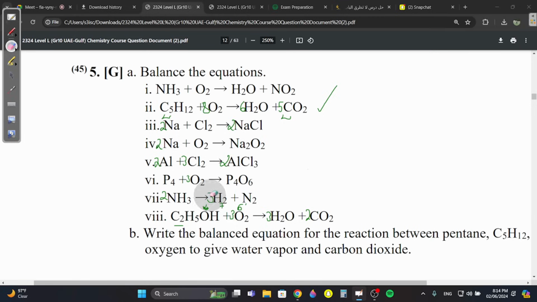So if you're in a situation like this where you have an extra oxygen, just subtract. See, you have 7 here. Just subtract this one oxygen here from the 7, it becomes 6. So how do I get 6 oxygens? Just multiply by 3.